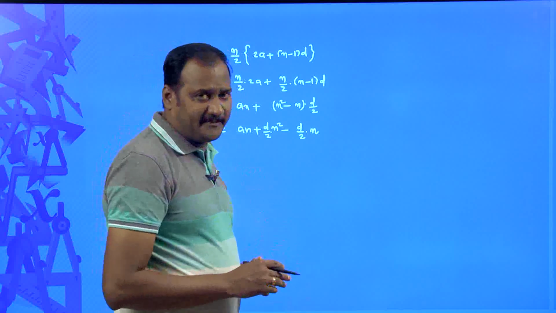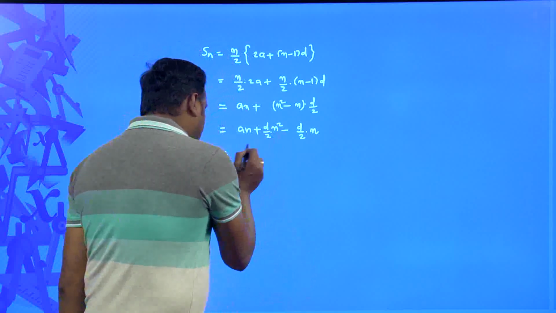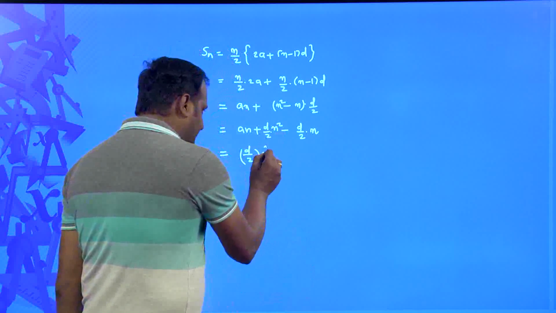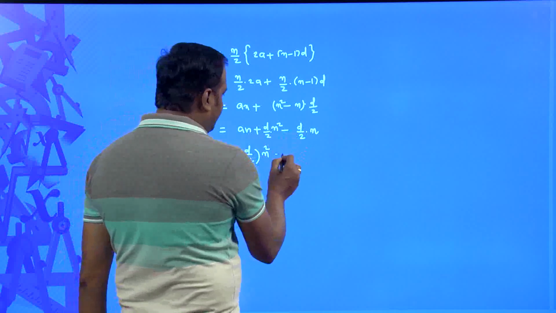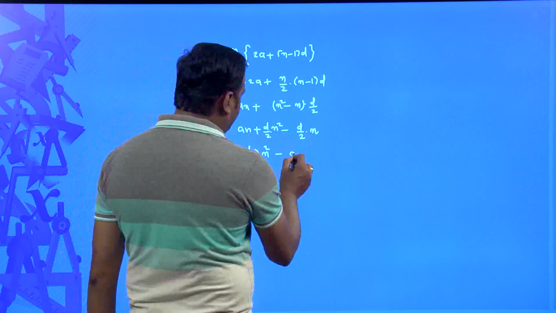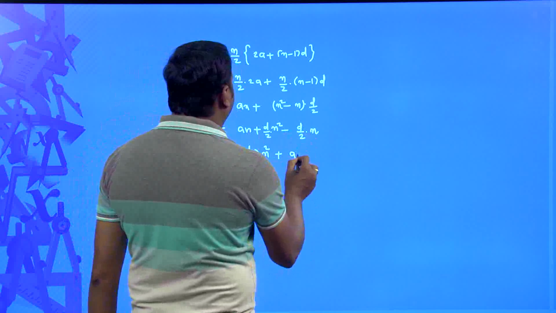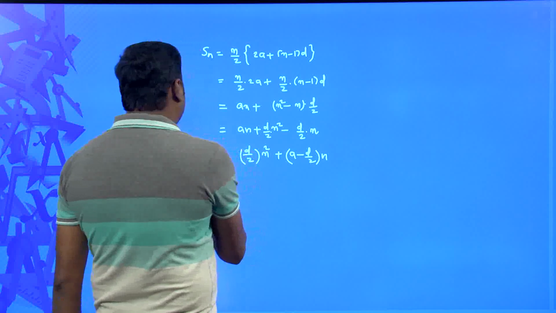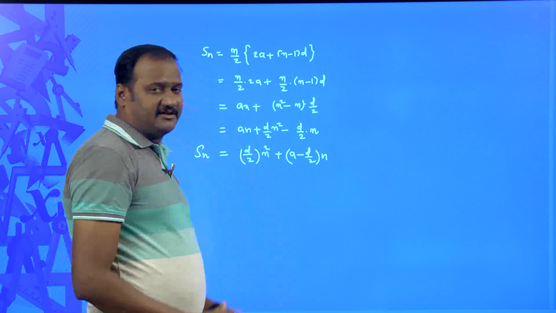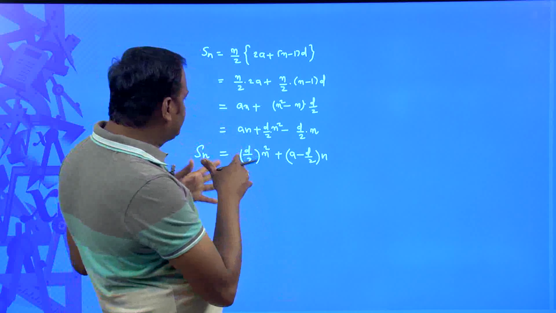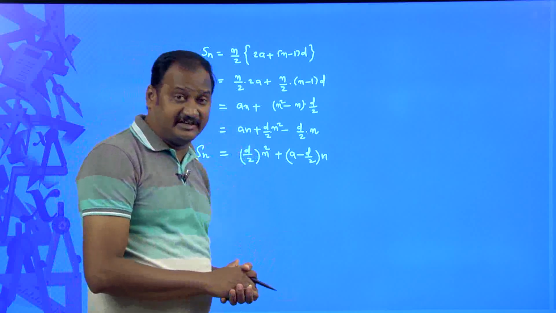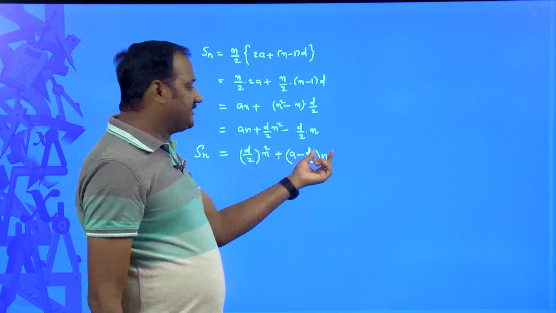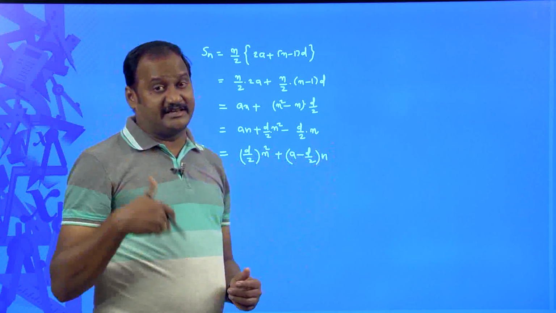If you group them, then we first get d by 2 into n square, because that is the n square term. Then an minus d by 2 n, if you take n common, it would be (a minus d by 2) into n. This is what? Sum to n terms of an arithmetic progression. So, what can you say about it? This is in which form? Something into n square plus something into n. The n square term is there, the n term is there.